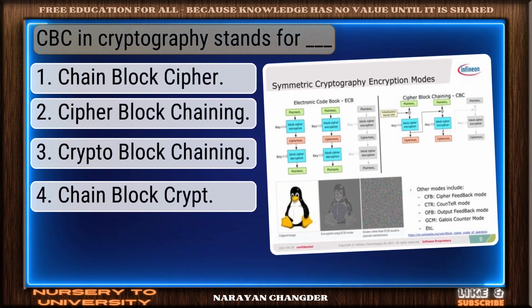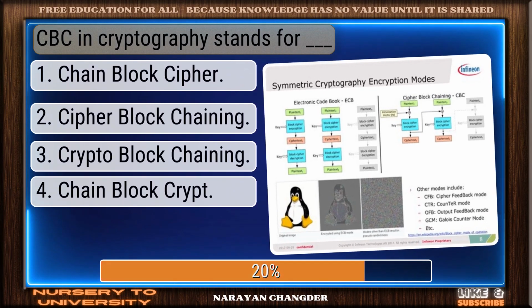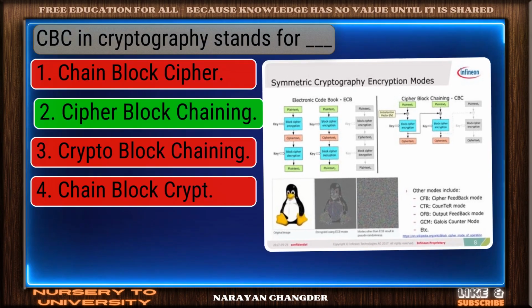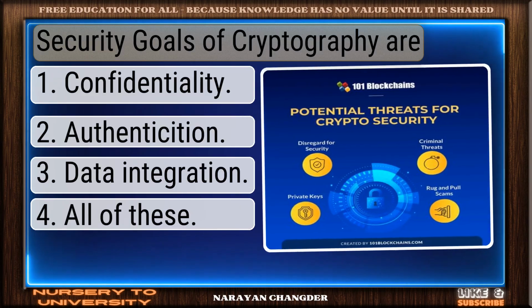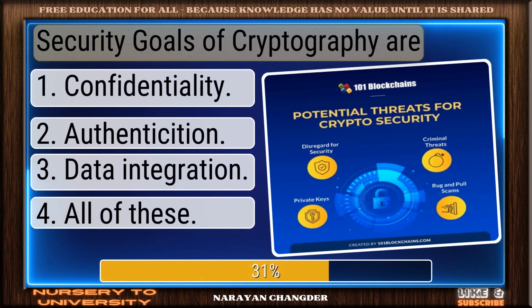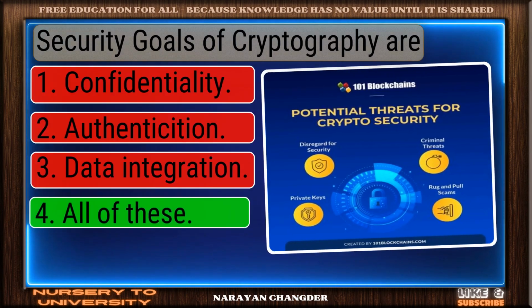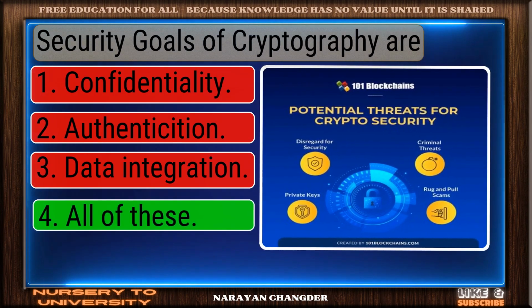Question number 70. CBC in cryptography stands for dash. Good job. Your answer cipher block chaining works well here. Question number 71. Security goals of cryptography are. Sharp thinking. All of these is the right choice.